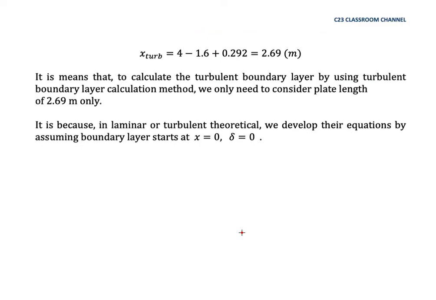So, if we calculate that, we get that the total length of the turbulent boundary layer is equal to 2.69 meter. It means that to calculate the turbulent boundary layer using the turbulent boundary layer calculation method, we only need to consider a plate length of 2.69 meter. It is because in laminar or turbulent theory, we develop the equations by assuming the boundary layer starts at x equal to 0 and delta equal to 0.